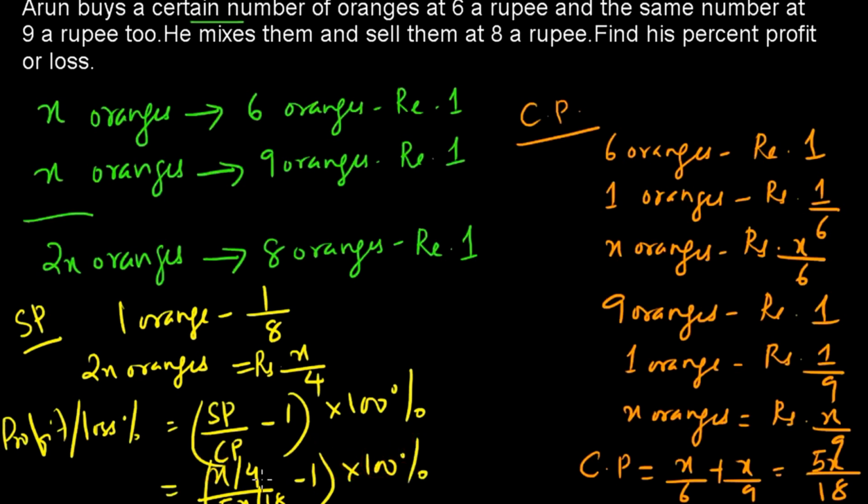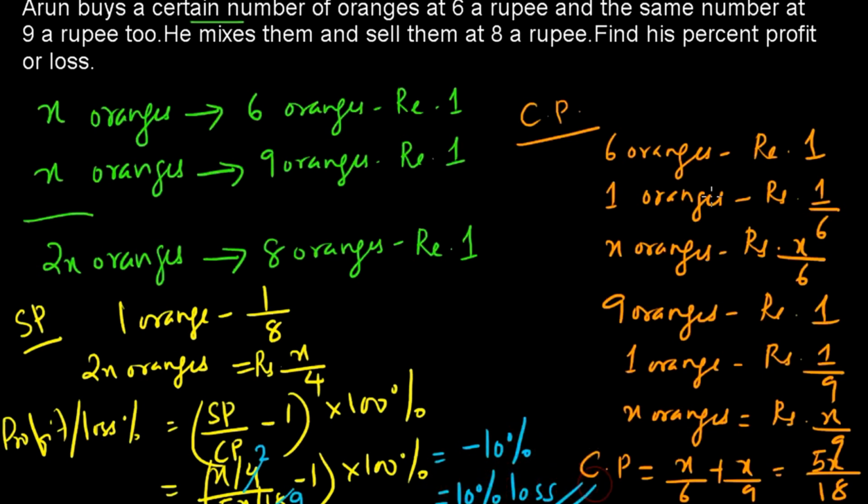So let's cancel out this 4 and 18. We are cancelling out by 2. Here we will be getting 2 and here we will be getting 9. So 9 will go to the numerator. So 9X by 10X minus 1, into 100%. X and X will be cancelling out. 9 by 10 minus 1, into 100%, which will be equal to minus 1 by 10 into 100%, which is equal to minus 10%. So it is representing a 10% loss.